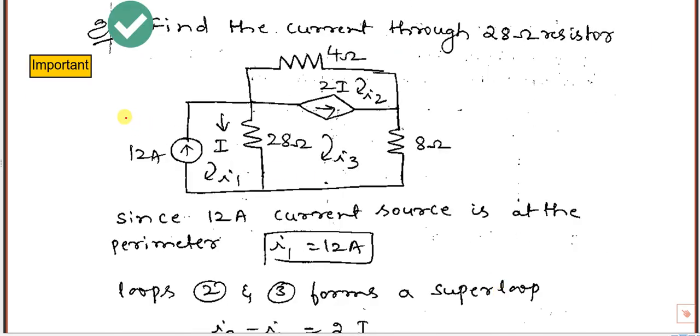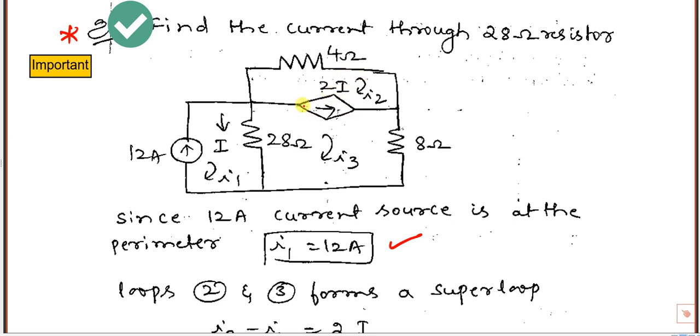One more important problem on dependent sources is to find the current through the 20 ohm. Here the current through the 20 ohm is I1 minus I3. There are three meshes: mesh 1, mesh 2, mesh 3. At the edge we have a current source, so I1 is 12 amps. We can directly write that. Then I cannot apply KVL for mesh 2 because there is a current source.